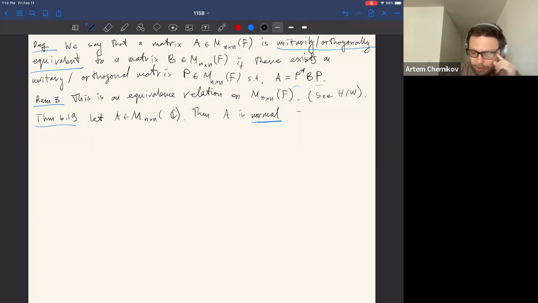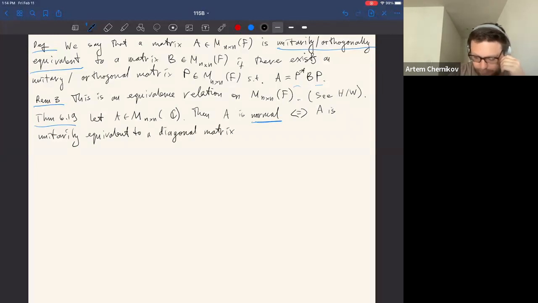Okay, so the matrix is normal if and only if A is unitarily equivalent to a diagonal matrix. Okay, so we have this new characterization of normality for a matrix: that it's unitarily equivalent to some diagonal matrix. All right, so let's see. And the proof will hopefully explain why this is happening.